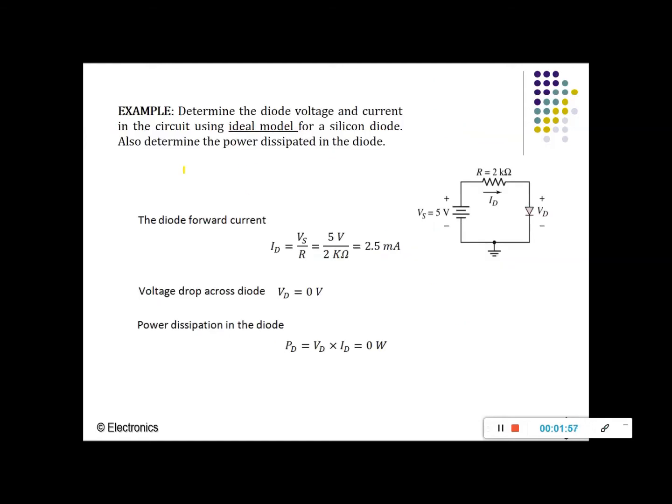For example, in this case, the question asks to calculate the diode voltage and the diode current using the ideal model. Your diode will change to a short circuit, and you just do the KVL, and the current is equivalent to 2.5 milliampere. The voltage across the diode is 0 because it's a short circuit, and the question also asks to calculate the power dissipation. Power is equivalent to IV, so VD multiplied by ID is equivalent to 0 watt. So that's model number 1.